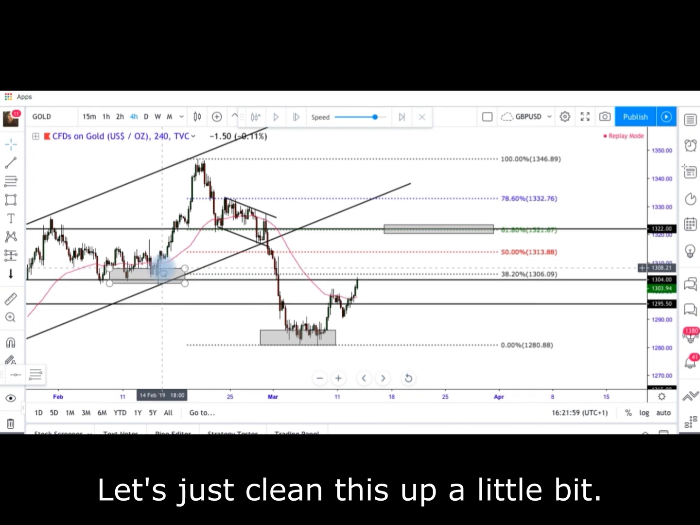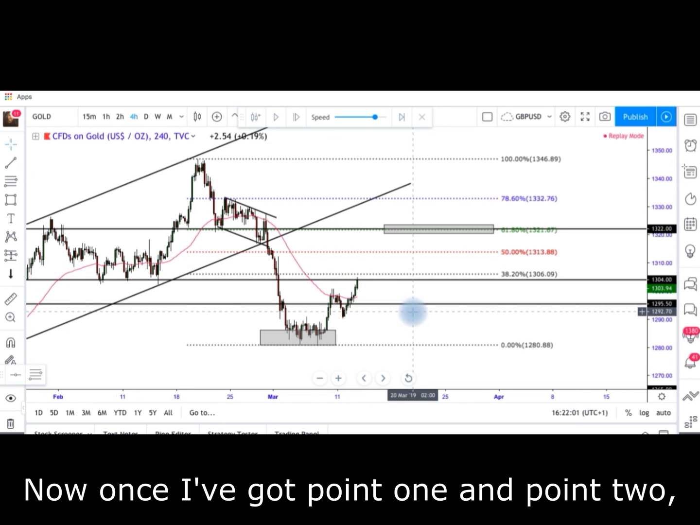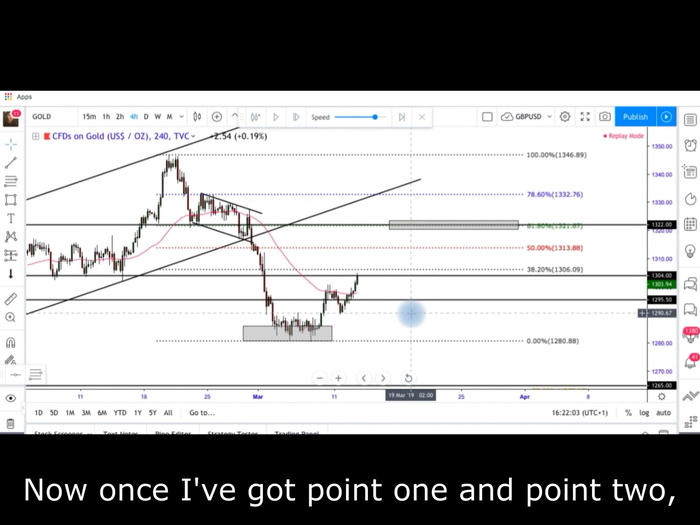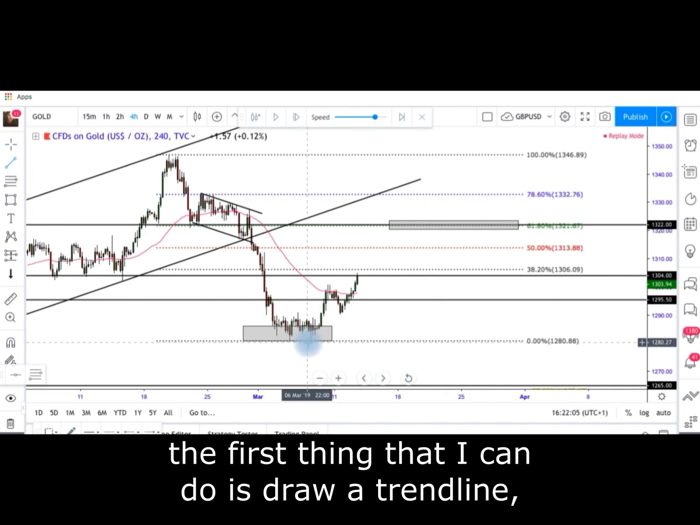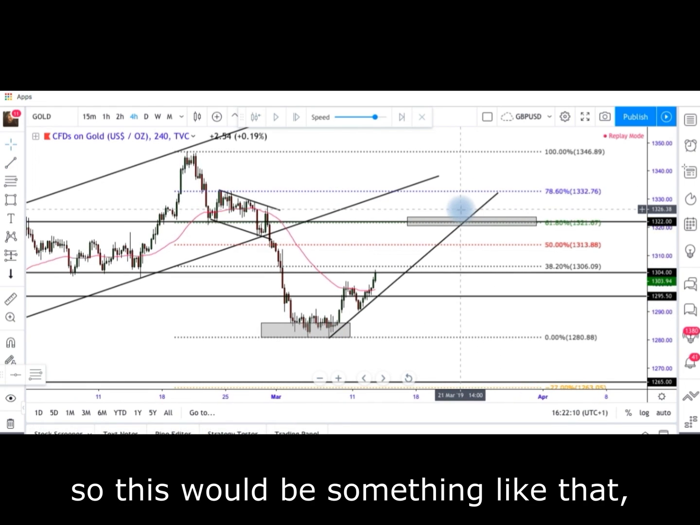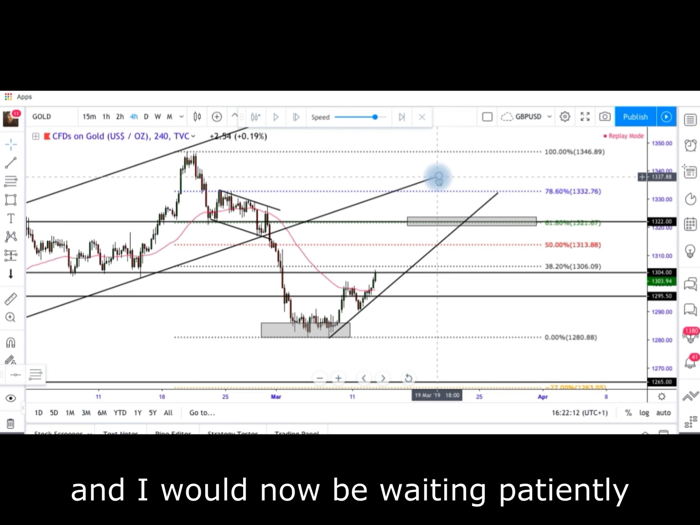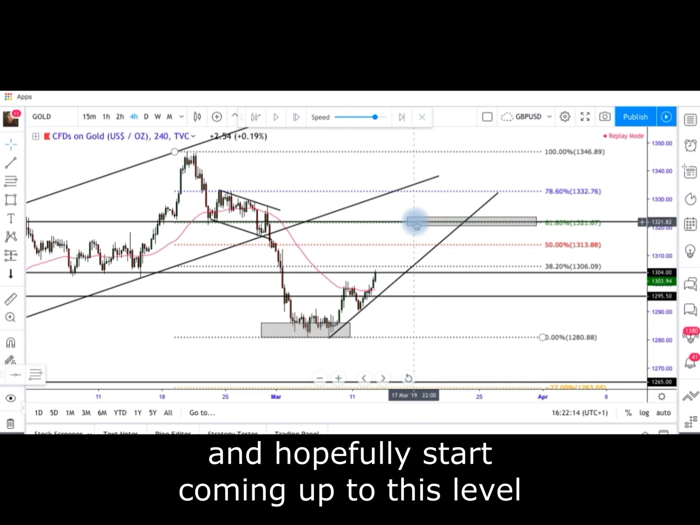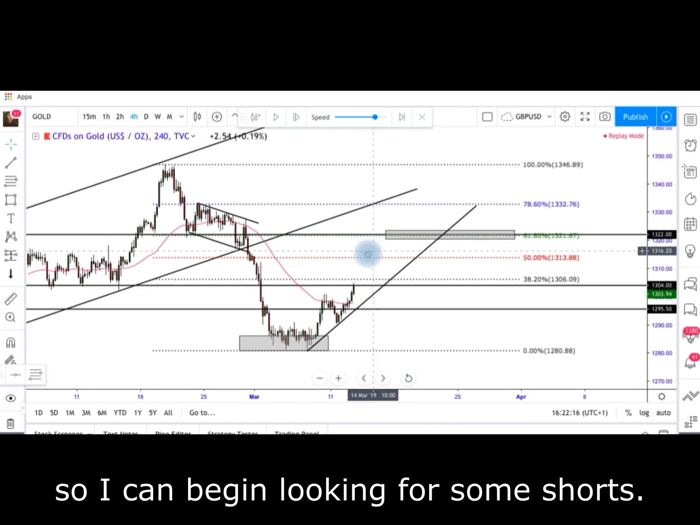Let's just clean this up a little bit. Now, once I've got point 1 and point 2, the first thing that I can do is draw a trend line. So this would be something like that. And I would now be waiting patiently for price to break these levels and hopefully start coming up to this level so I can begin looking for some shorts.